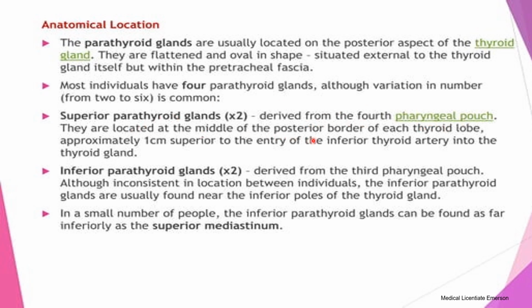They are located at the middle of the posterior border of each thyroid lobe, approximately 1 cm superior to the entry of the inferior thyroid artery into the thyroid gland. Then you also have 2 inferior parathyroid glands, which are derived from the 3rd pharyngeal pouch. Although inconsistent in location between individuals, the inferior parathyroid glands are usually found near the inferior poles of the thyroid gland. In a small number of people, the inferior parathyroid glands can be found as far inferiorly as the superior mediastinum.